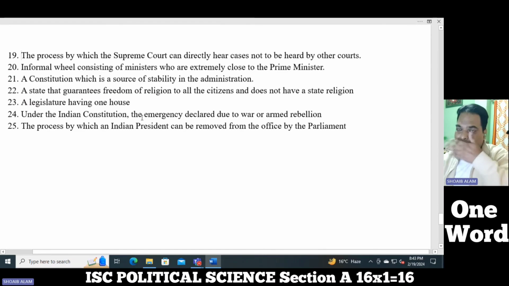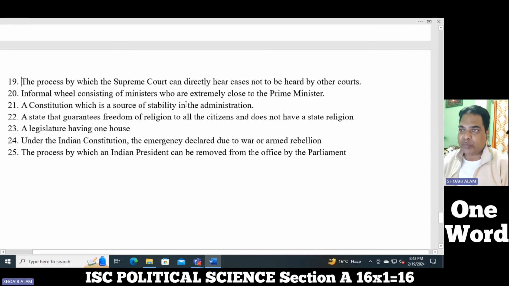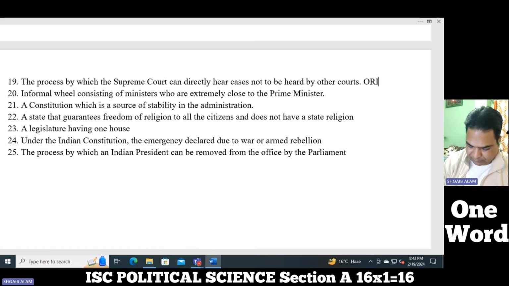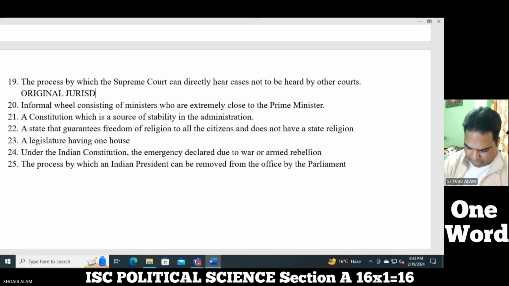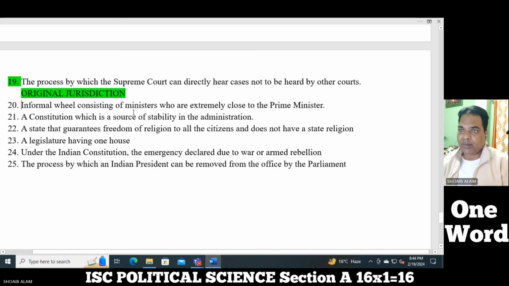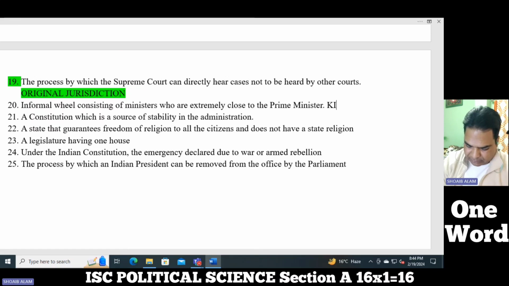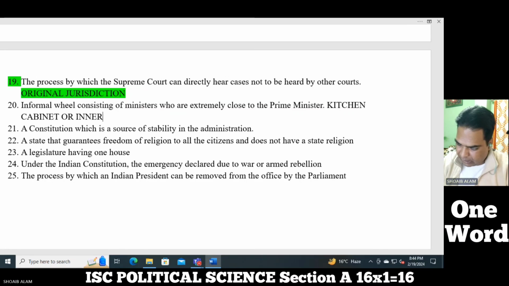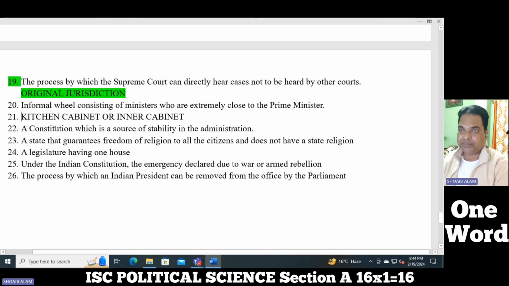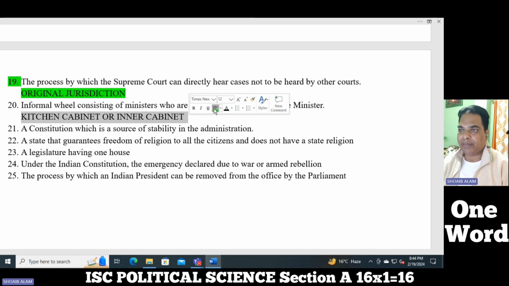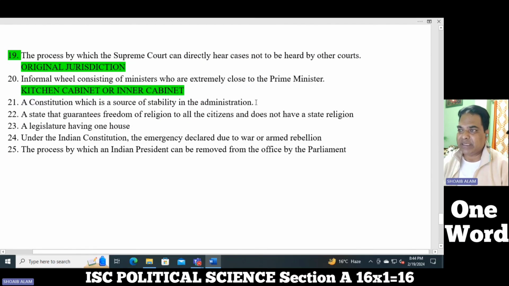Okay. Now a few more are left. Now the last few are there. The process by which the Supreme Court can directly hear cases not to be heard by any court. So it is original jurisdiction. Informal group consisting of ministers who are extremely close to the prime minister. They're called kitchen cabinet or inner cabinet. Okay, you can write either kitchen cabinet or inner cabinet.